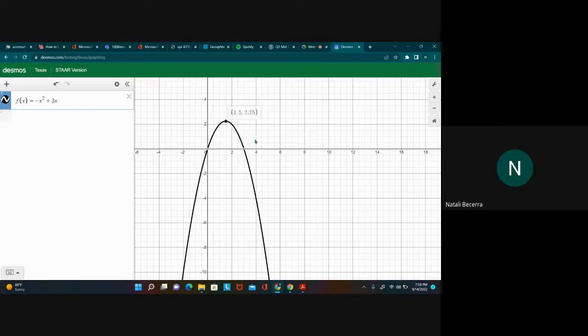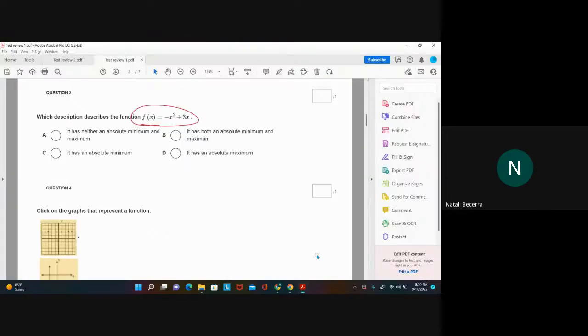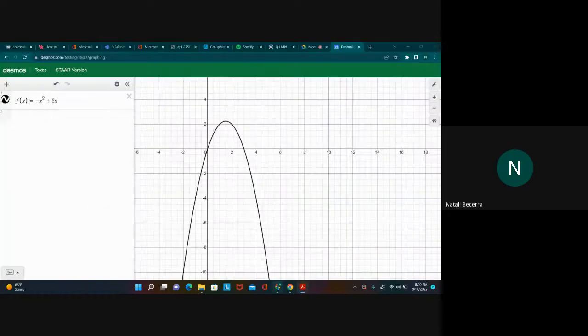Does it have a max or a min? Well, look at this point right here. Is it at the top of the curve or at the bottom? If the curve is at the top, that's a maximum. Think about maximum, highest point, minimum, lowest point. Okay? So this right here is obviously a maximum.